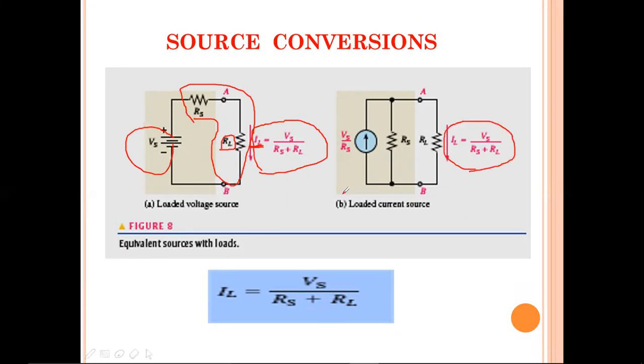That is our condition. For equivalent sources with loads, even after adding resistance, after converting the voltage source into the current source, the output terminal voltage and current should not change. That is the reason I included this slide. Here IL is equal to VS by RS plus RL. Here IL is equal to VS by RS plus RL also.